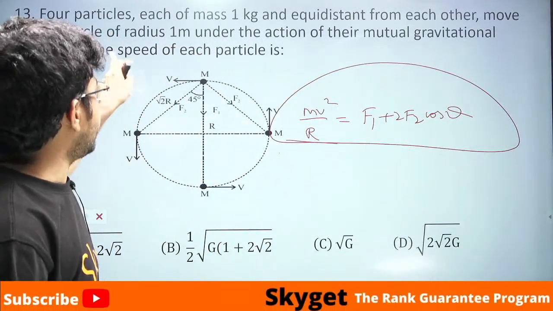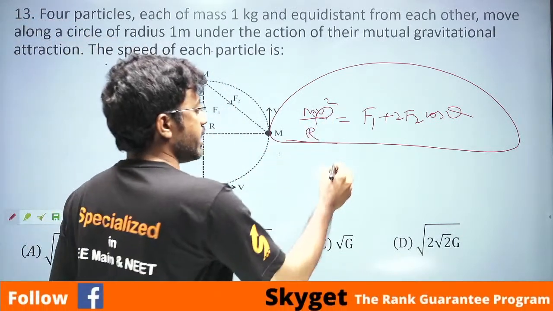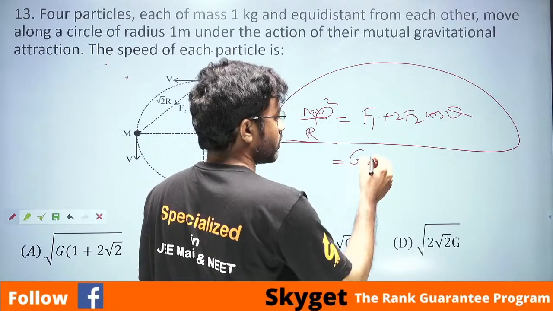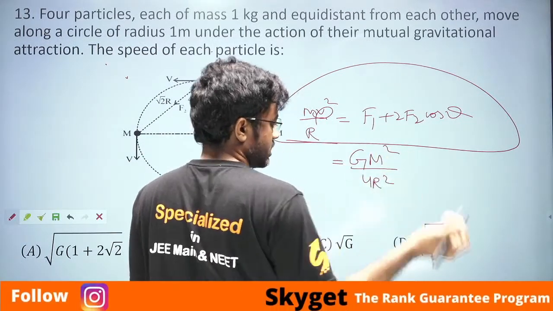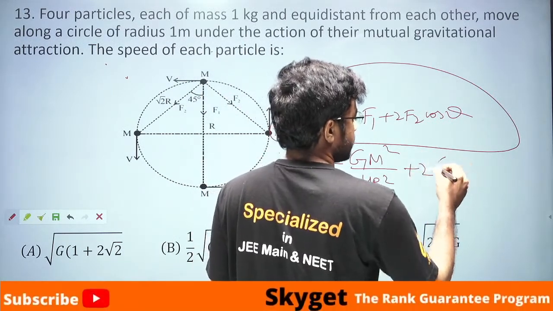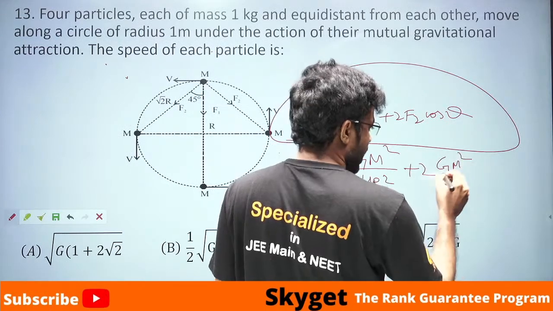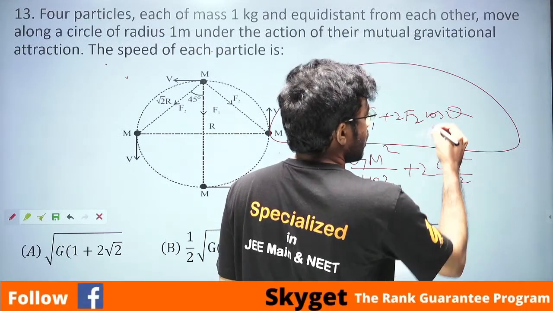From this you can find what he is asking, the speed of the particle, that is, you have to find the value of v. You can write F1 is equal to G into m square by 4r square, because the distance is 2r, plus 2F2, where F2 is G into m square by root 2r whole square, that is 2r square, times cos theta.